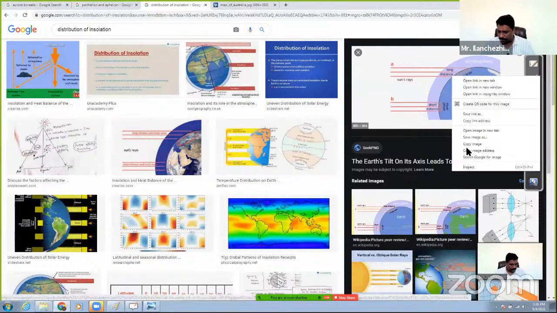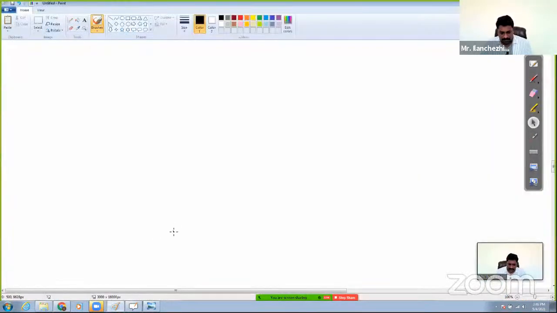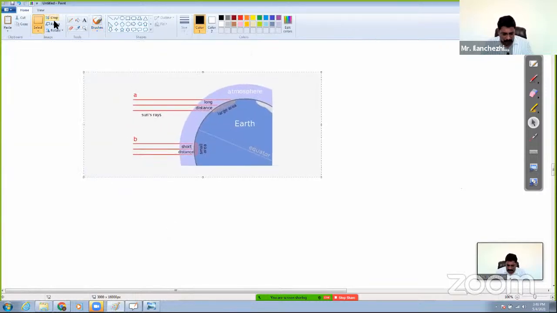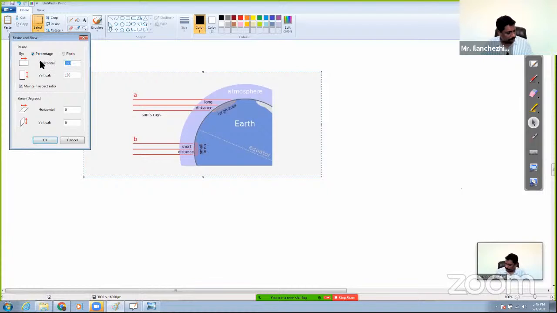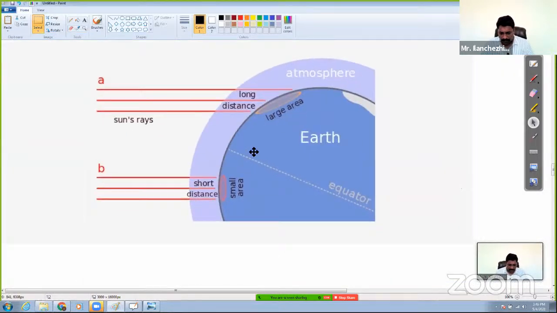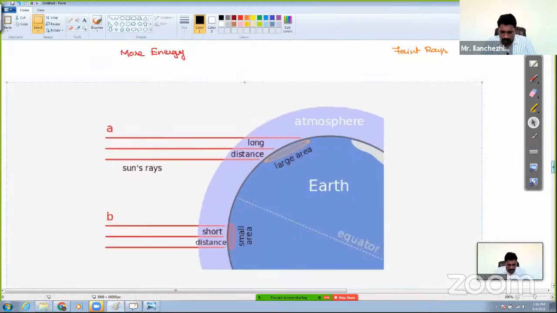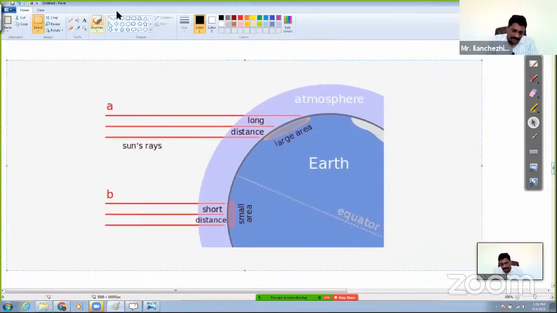Very good. See, I've just given you this. The only thing is that I have made the surface of the Earth flat, but in reality, take a very close look at how this looks. As a consolidation, two factors I have given you. Factor number one is the angle of sun's rays, my friend: at what angle the sun's rays are falling.